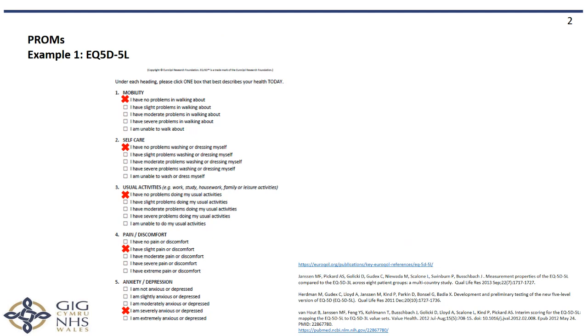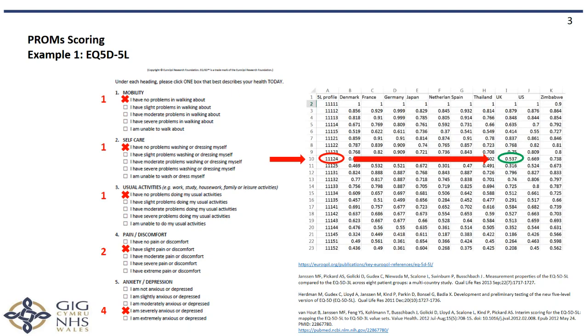So the first example is the EQ5D5L. It's a popular generic health PROM developed by EuroQol, and it has 5 questions or dimensions, which is what the 5D stands for, and it has 5 answer options for each question, or 5 levels, which is what the 5L stands for. And I've just randomly chosen some answers there for the purpose of this example. Next slide, please.